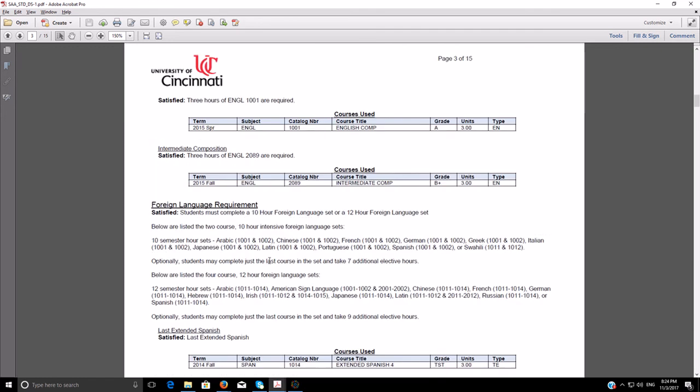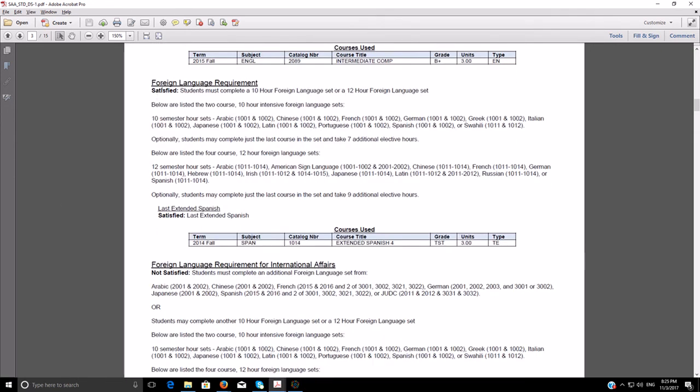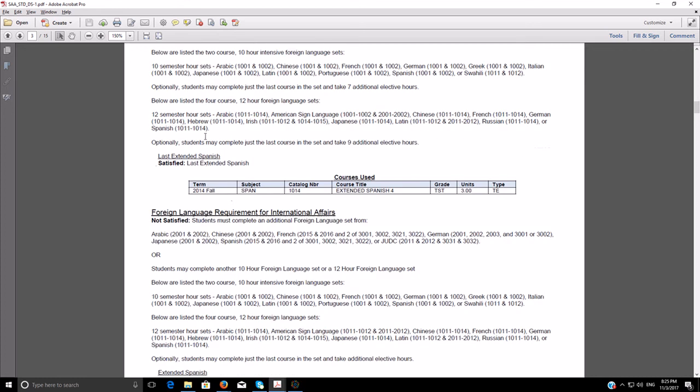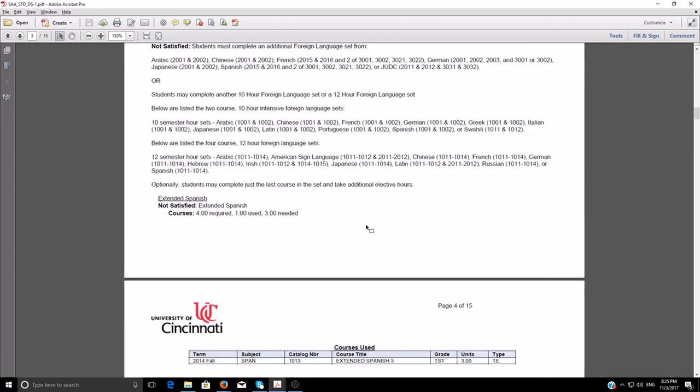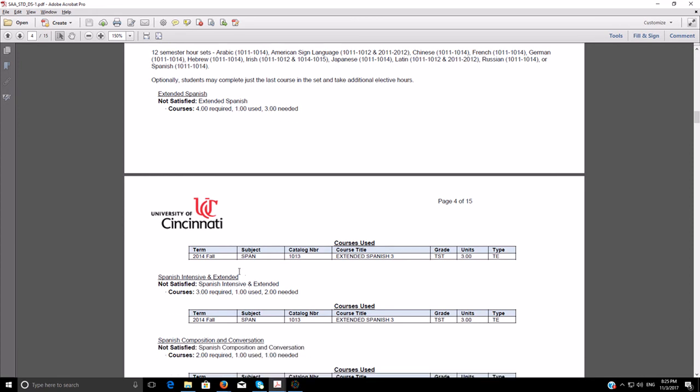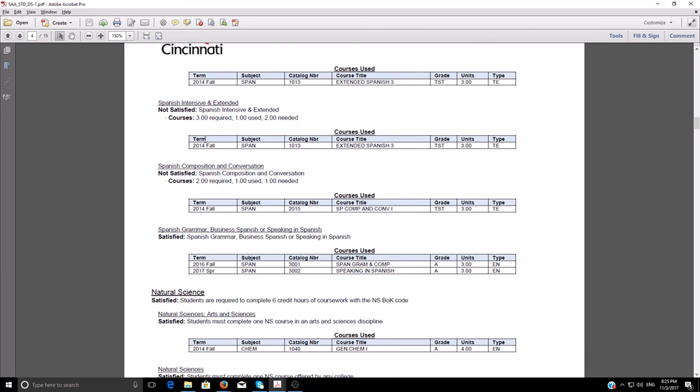Now, sometimes encoding may be a little goofy, for example, in this audit that I have the student's permission to show. You can see clearly that it shows almost as if the requirement is not fulfilled. The truth is there's just an encoding issue. You can clearly see that the student has taken enough credit hours to fulfill the introductory coursework in Spanish through extended Spanish, and then intensive and extended Spanish completed through composition and conversation, grammar and speaking, and others have fulfilled here the international affairs foreign language.